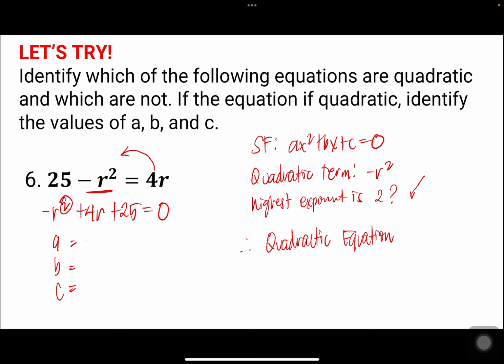Si A po ay negative 1 kasi may negative tayo doon. Si B ay si 4. And si C ay si 25. Okay? Next.